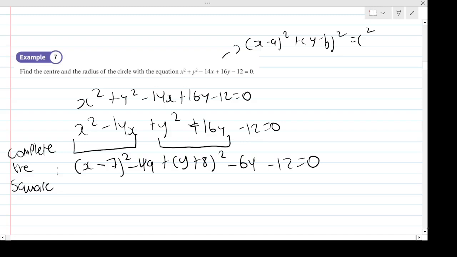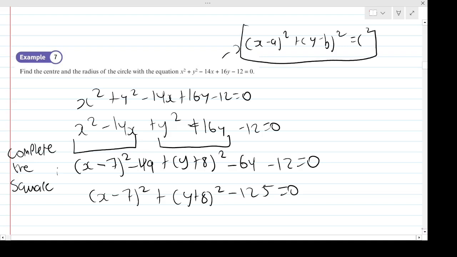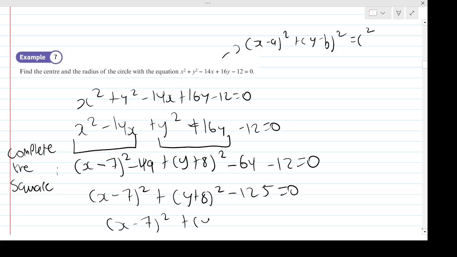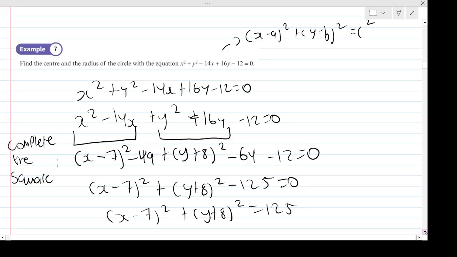So then we could tidy this up a little bit by collecting all the numbers outside together. So we're going to get x minus 7 all squared. Then we're going to add the y plus 8 all squared. Then we're going to bring the numbers together. So we could get minus 49, minus 64, minus 12. And that gets you minus 125 equals 0. Well, it looks very similar now to this form. But here, the radius is on the other side. Well, that's this number here. Let's move that to the other side of the equation to get x minus 7 all squared plus y plus 8 all squared is equal to 125. There we are. Okay, cool.